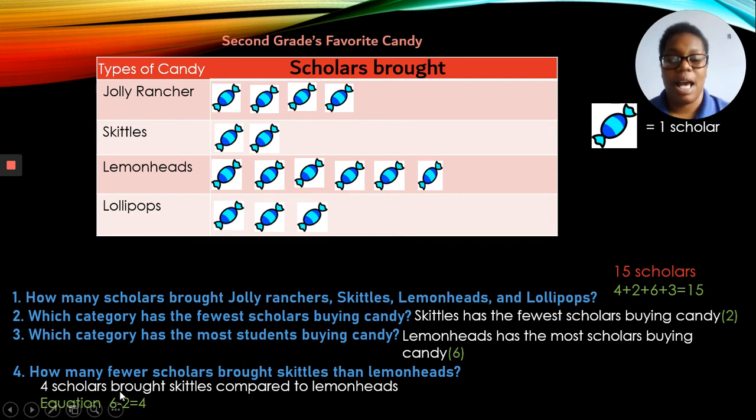Number 4, how many fewer scholars brought Skittles than Lemon Heads? You have 2 scholars who brought Skittles compared to 6 for Lemon Heads. So you have your equation, 6 Lemon Heads minus 2 Skittles. So that gives you 4. Next one.